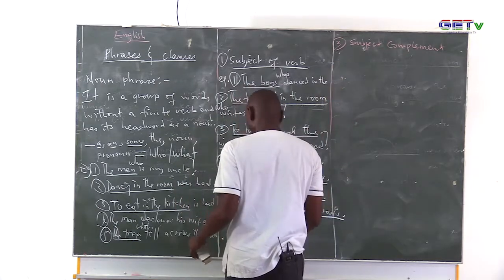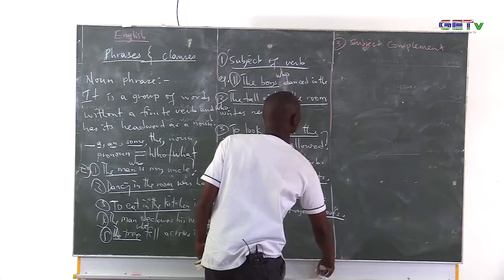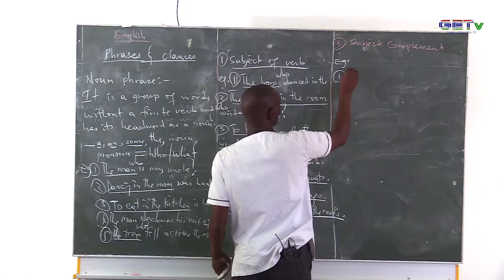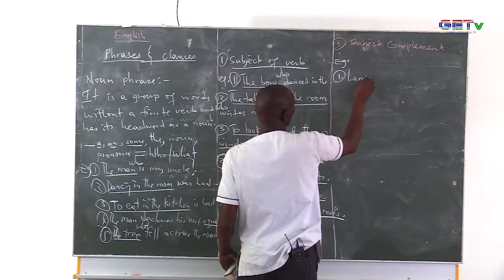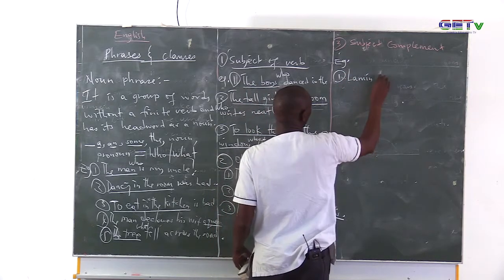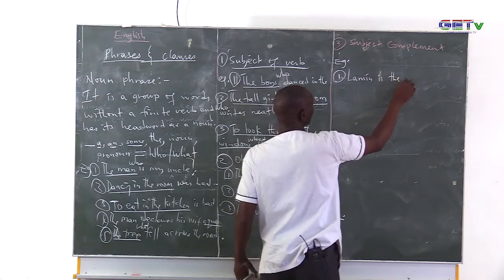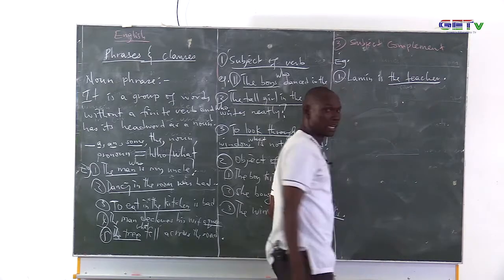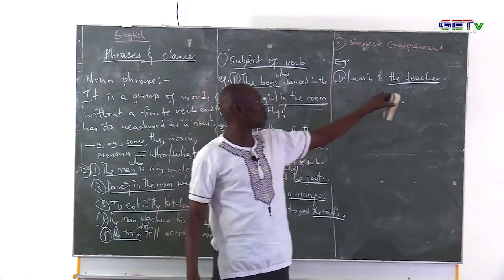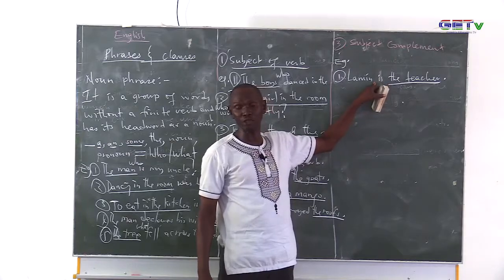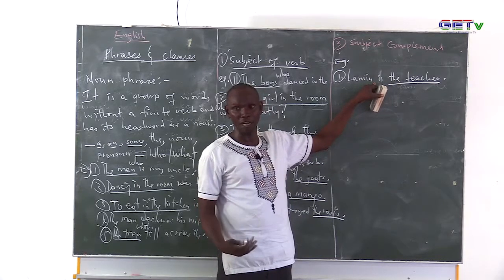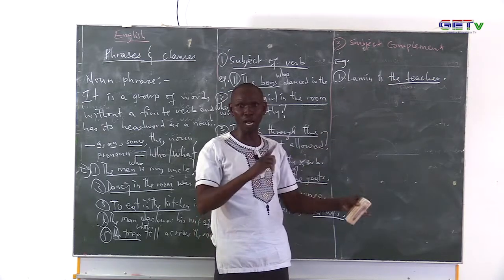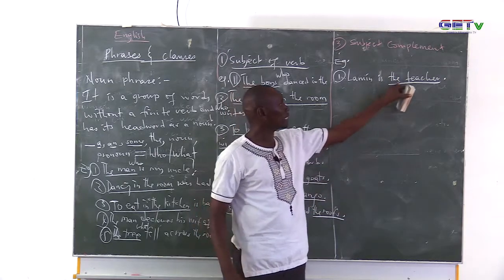Example 1, if I say, Lamin is the teacher. Now, this is underlined. Now, you cannot call this object of the verb is, because is not a main verb but a linking verb. And who is Lamin? The teacher. Who is the teacher? Lamin. So the two are one and the same. You get the point. So it is complementing this.